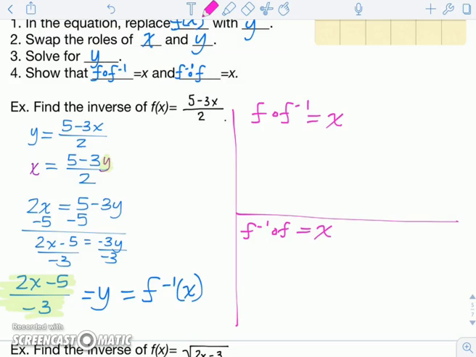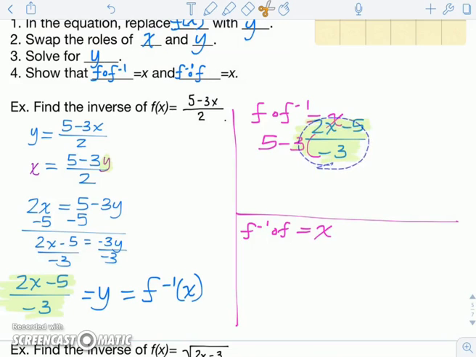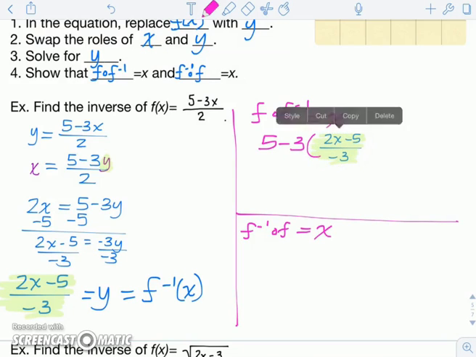So on the top, I take the original function, and instead of an x, I plug in what I just came up with as the inverse. It's still my original, everything else is the same, right? So that I'm dividing by 2 on the bottom. Just instead of the x, I plugged in that function.